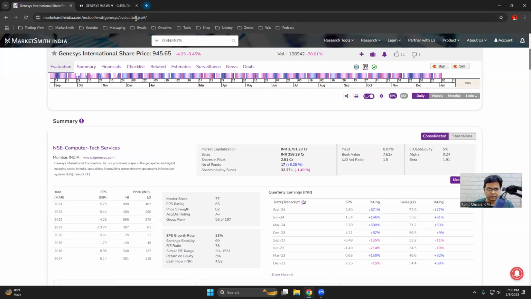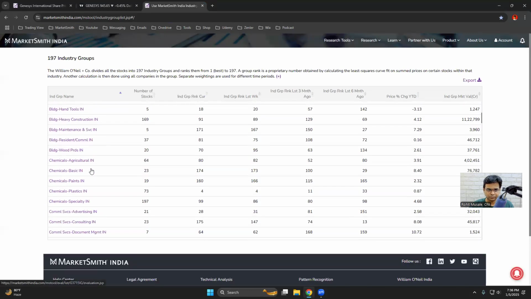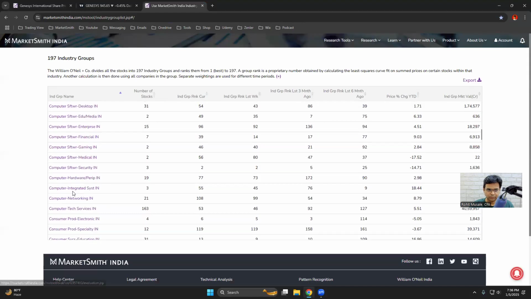Plus computer tech services. Let's go to industry groups. Computer tech services. Here it is. So if you see, 6 months ago, the rank was 127. Now it is 53. So the rank has improved. So the industry strength has improved. There are 163 stocks inside the computer tech services. So it's a crowded industry group. So from 127, it has gone to 53. So industry rank has improved.